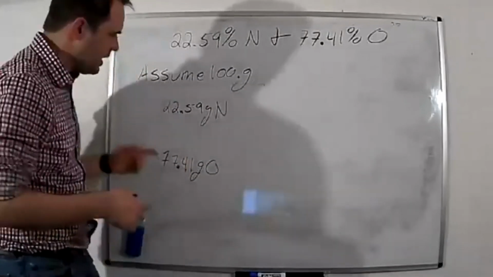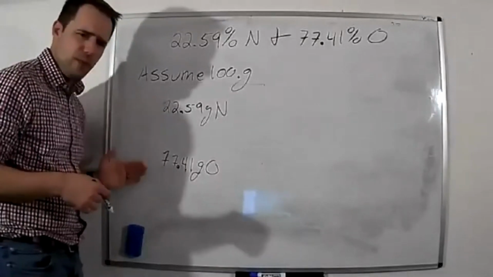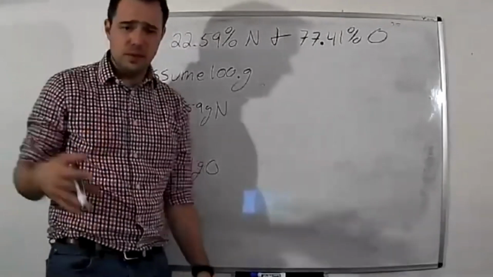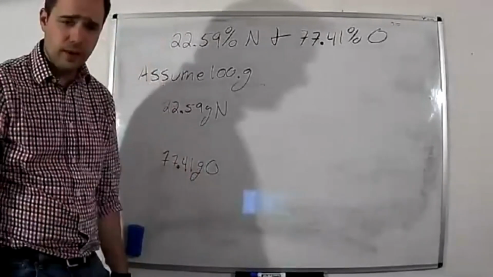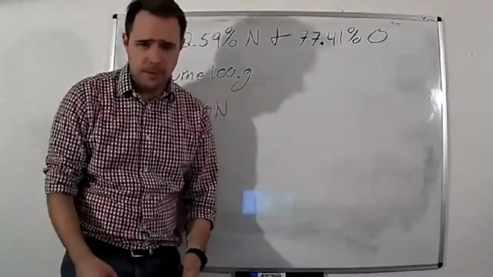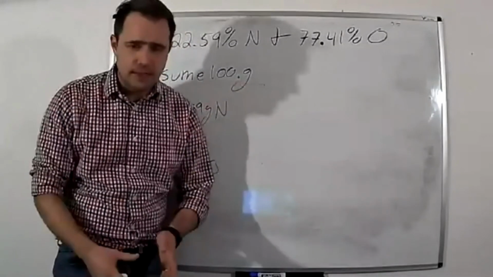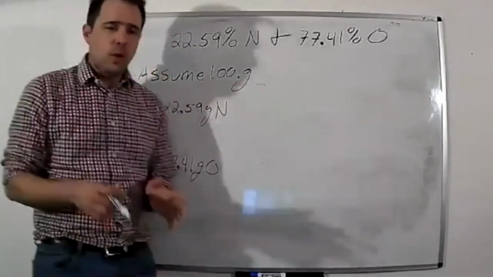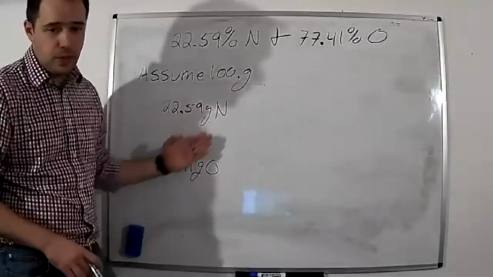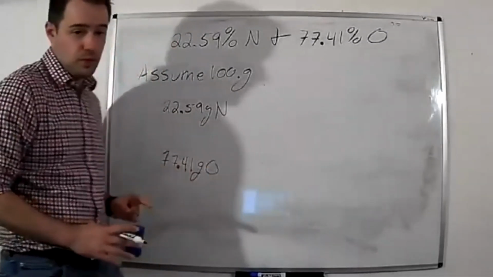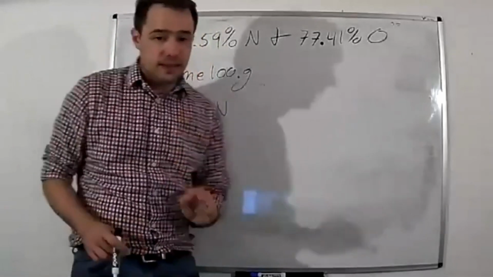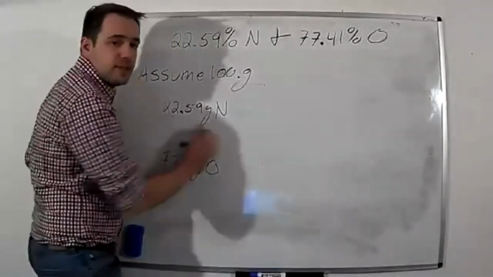The first step is to assume 100 grams. The problem is I can't compare a mass of nitrogen to a mass of oxygen. Why not? Oxygen's bigger. Oxygen is a bigger atom than nitrogen. Look at it on the periodic table. Oxygen weighs more than nitrogen. Mass is not amount. So what is amount is moles. If I can use the atomic mass of nitrogen and oxygen and figure out how many moles of nitrogen that is, how many moles of oxygen that is, then I can compare. That's the next step. You have to turn these masses into amounts.